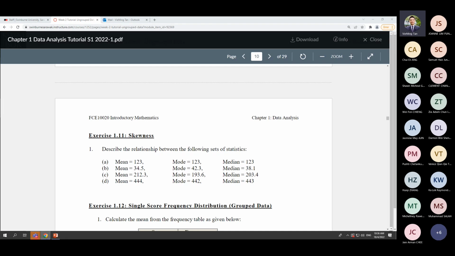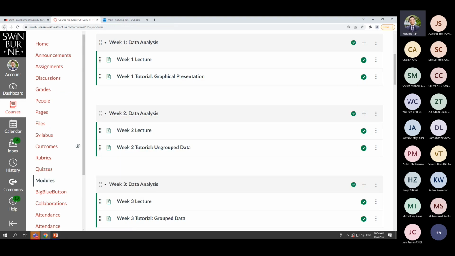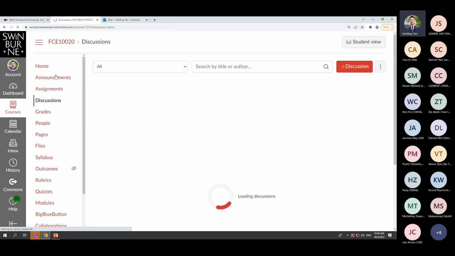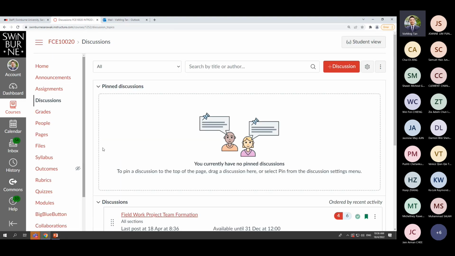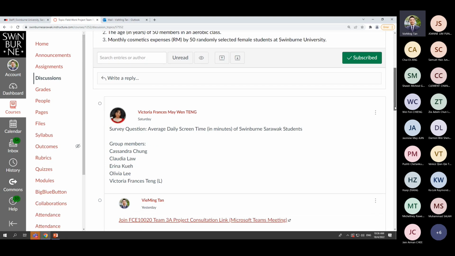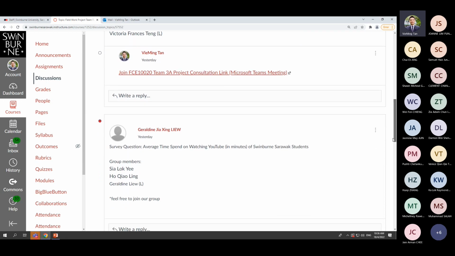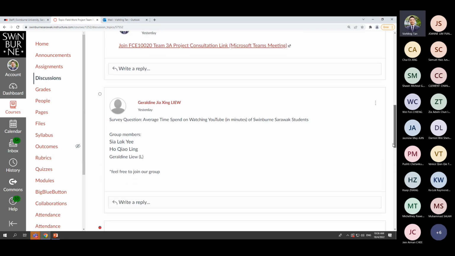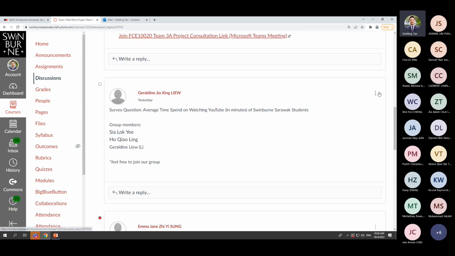And for your project, some students already indicated your survey question in the discussion board, and I already approved your survey question for some of the groups. Also indicate your group members as well. Temporarily, if you don't have enough members, you can just indicate whatever you have. Let's say for this group, you have 3 members, so you just put temporary.